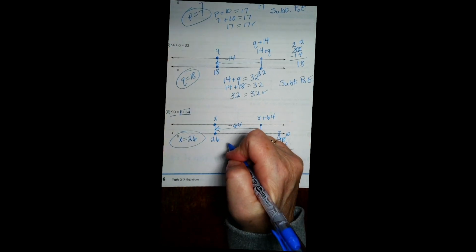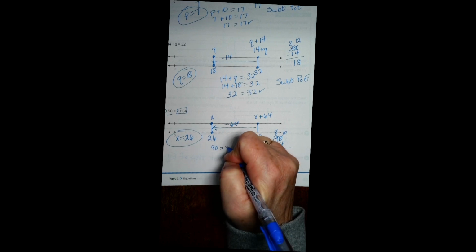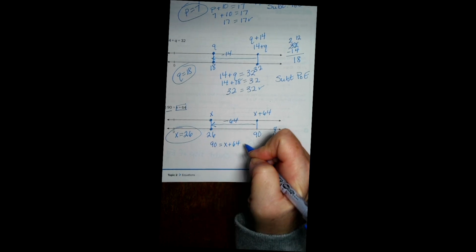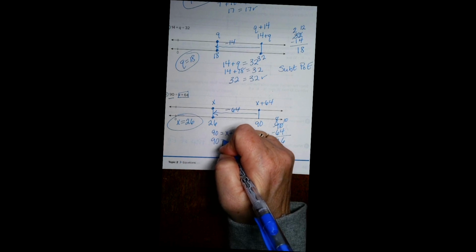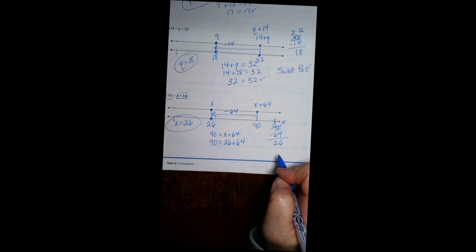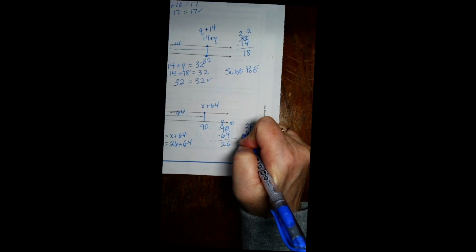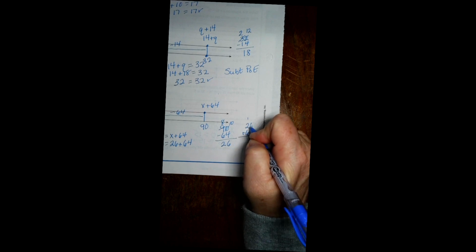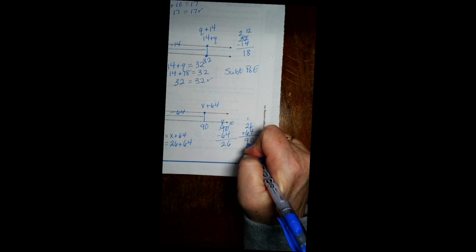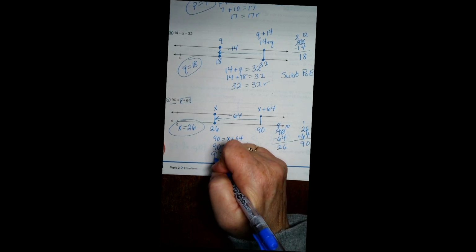We're going to substitute it back into the original equation. 90 equals x plus 64. 90 equals 26 plus 64. Let's add that over here. 26 plus 64. 10. 1 plus 2 is 3, plus 6 is 9. So we do get 90 here, equals 90.